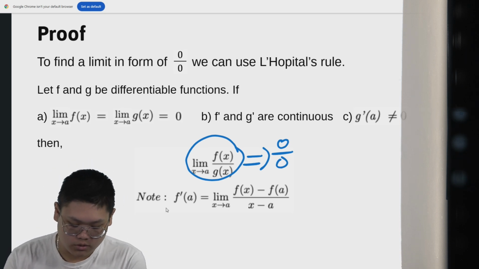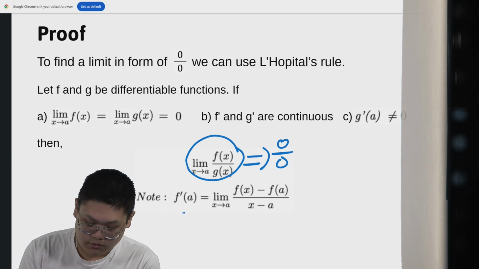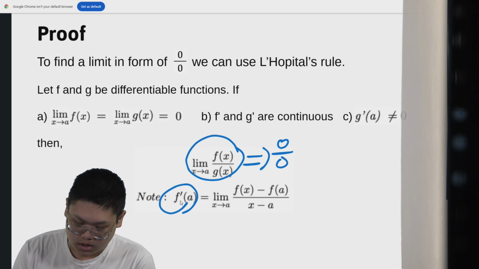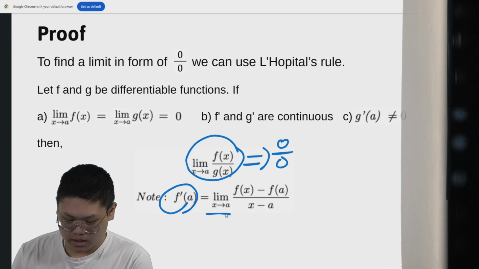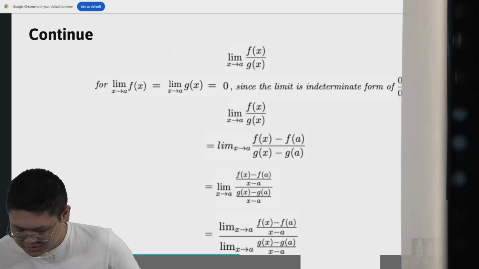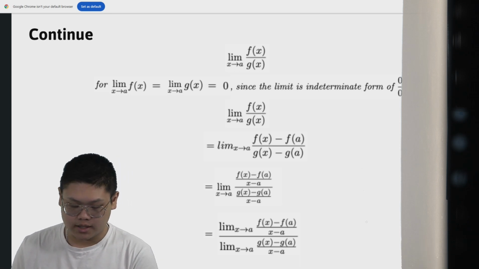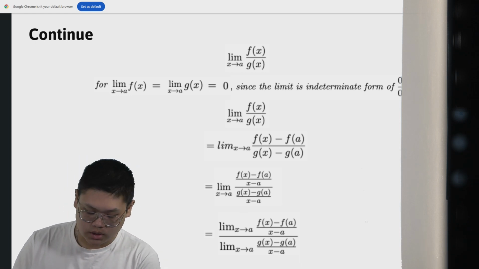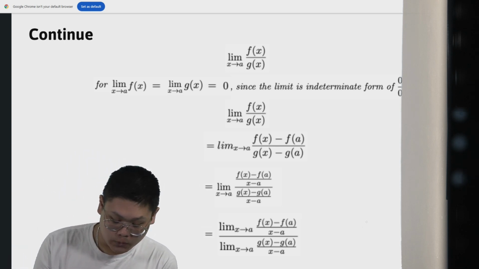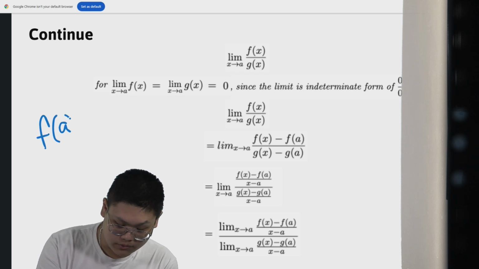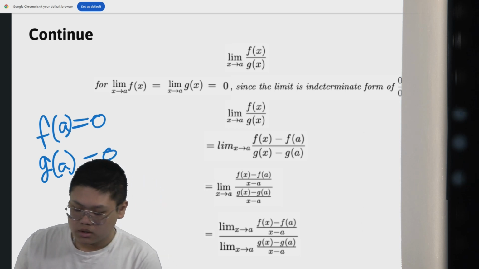And now we need to note that since we're using the definition of a derivative, f prime of a, which is the derivative, is equal to the limit as x approaches a of f of x minus f of a over x minus a. Okay, so now we have the limit as x approaches a of f and g. Since we said that the limits of f and g are equal to 0, that means that when we take the limit, f of a and g of a both should approach 0.